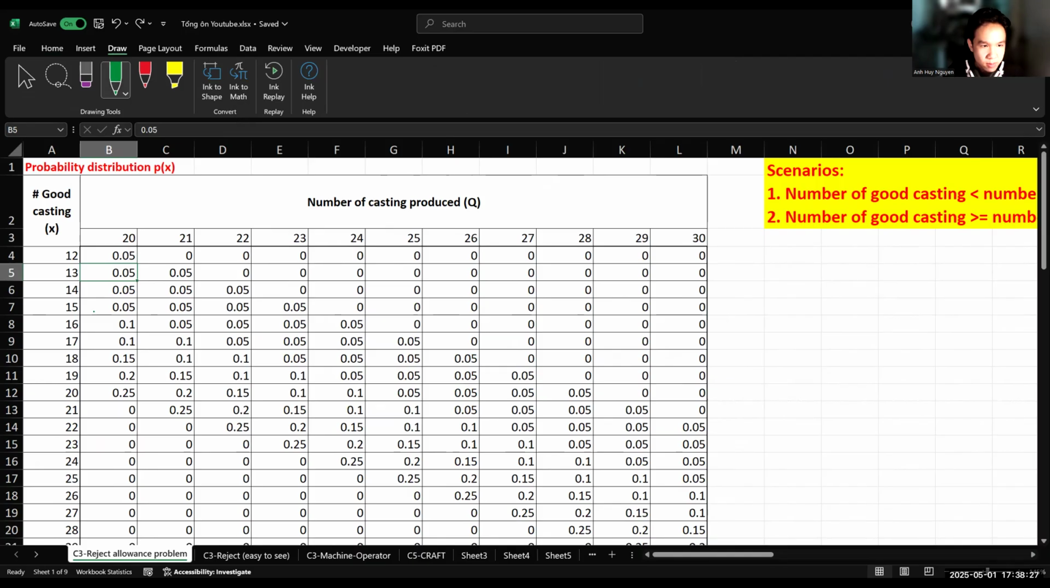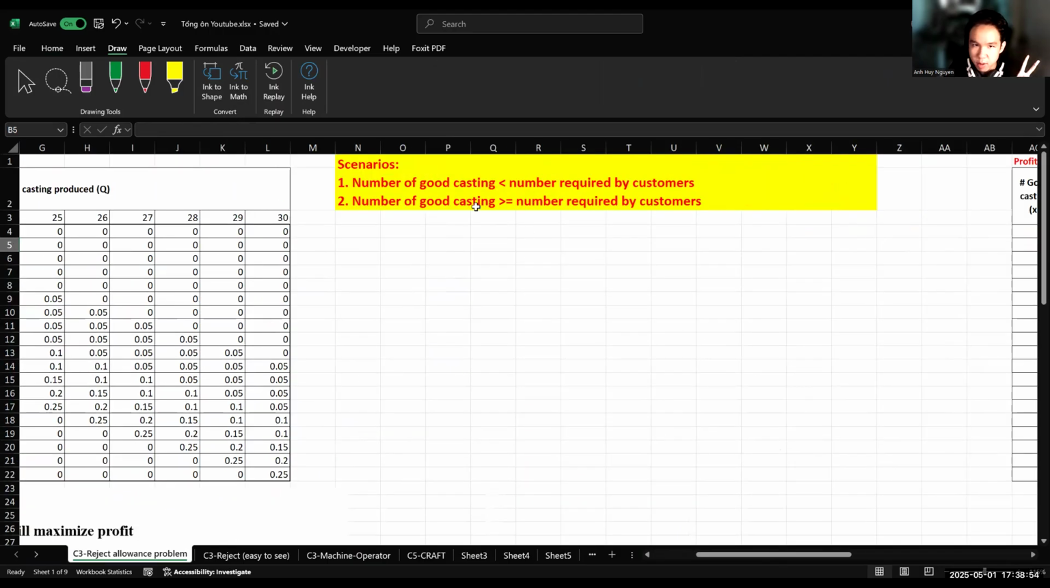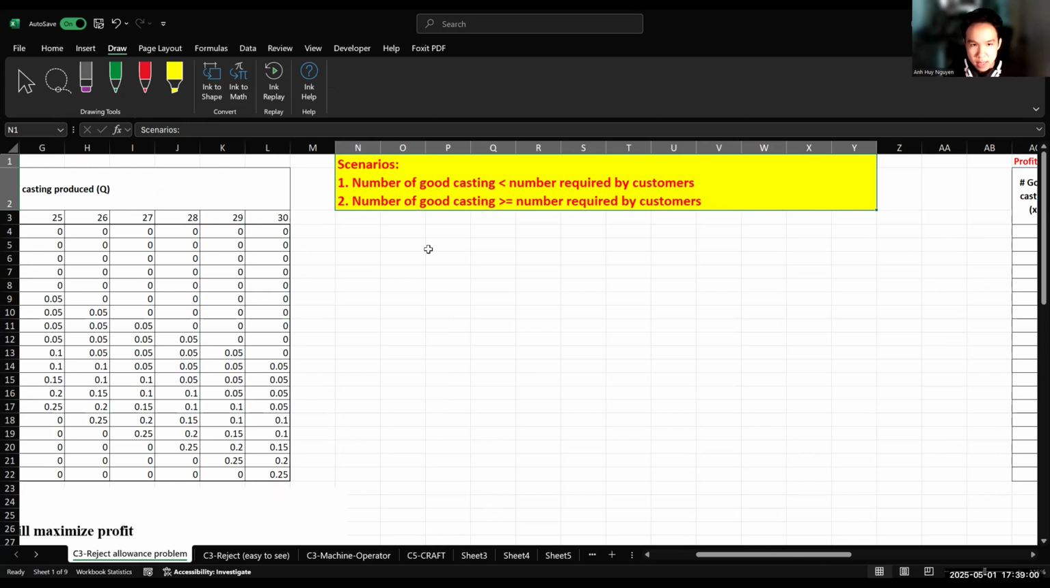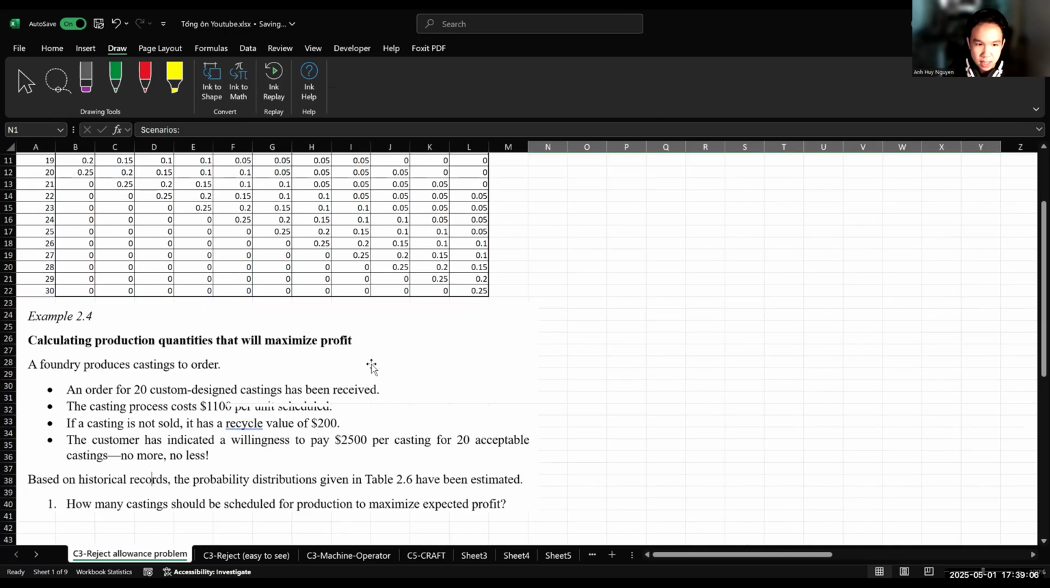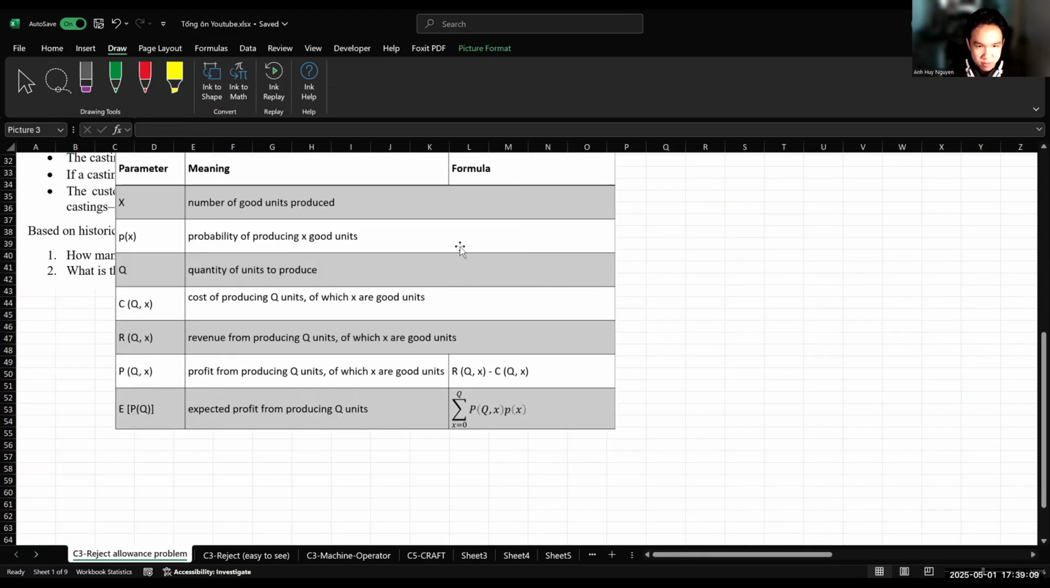Let's take another example. If you schedule to produce 27 castings, what is the probability that you have exactly 20 good castings? Here, the probability is 0.05. That's it. It's very straightforward. Okay. Now let's do the math. You need to consider two scenarios. Number one is that the number of good castings is less than the number required by the customer. And second, what if it is greater than or equal to the number required by the customer? Let me show you the formula here again.